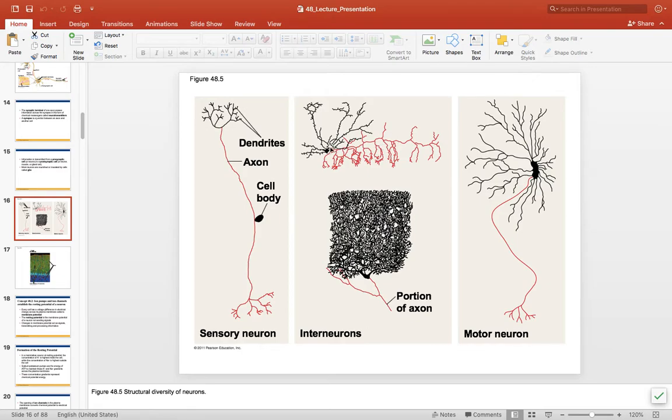You can see the body right there where the nucleus would be. And then the motor neuron, which we saw in the other picture, looks like this. The body or the nucleus, nuclear area being in the body down here by the dendrites.